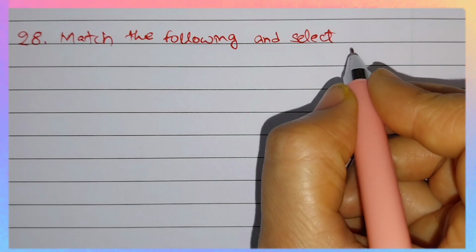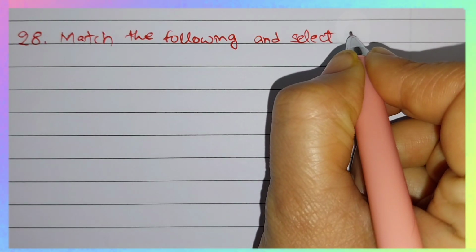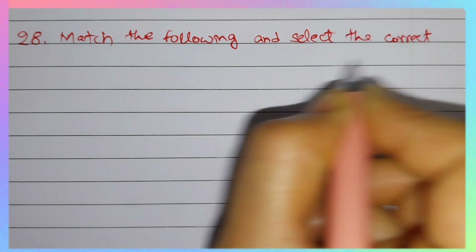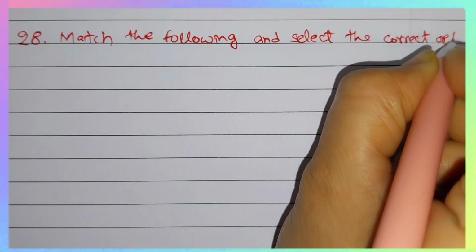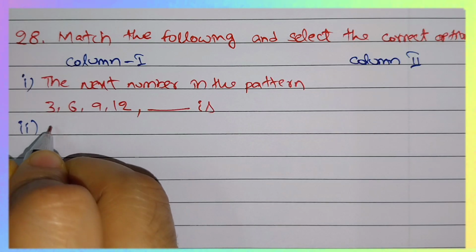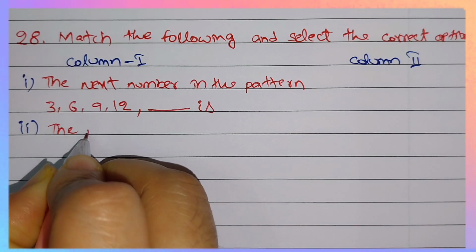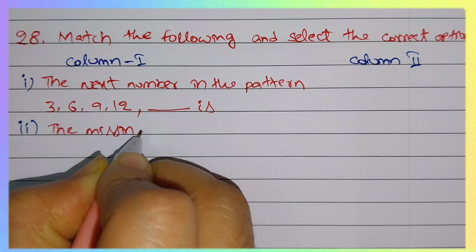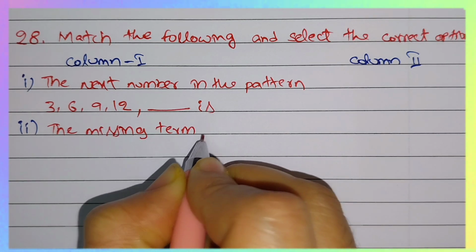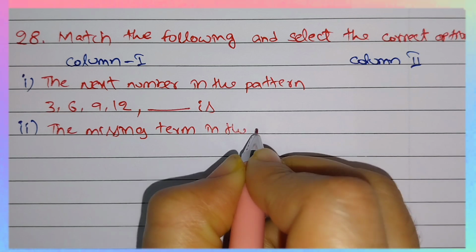False, true and true. The 28th question is match the following and select the correct option. They given two columns, column 1 and column 2. In column 1 they given 3 questions. In column 2 they given 3 answers. In column 1 the first question is the next number in the pattern 3, 6, 9, 12 and dash. We have to find the next number.